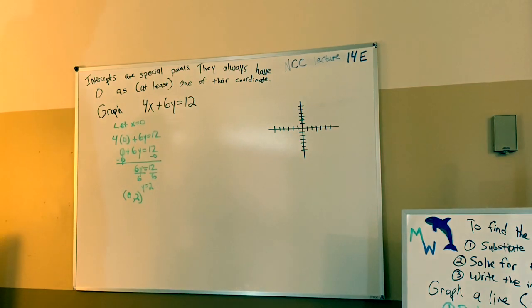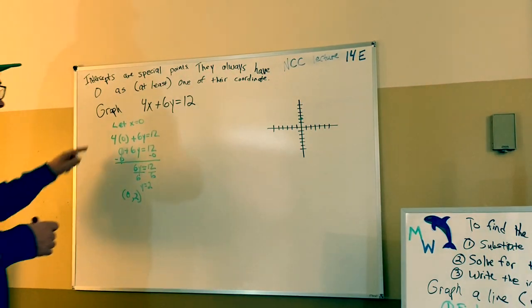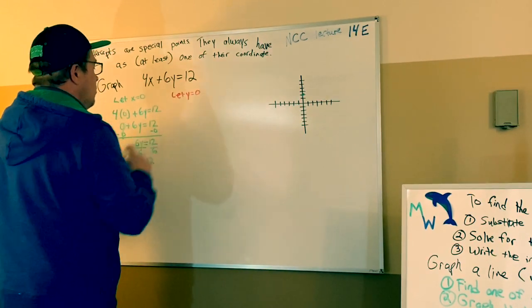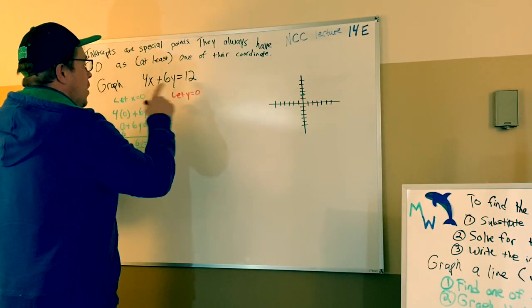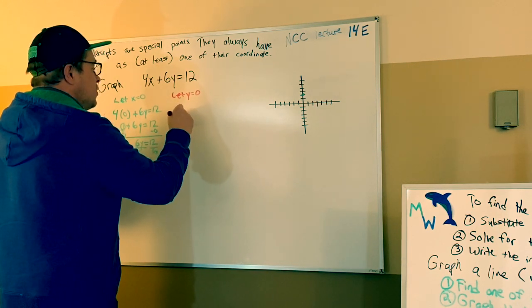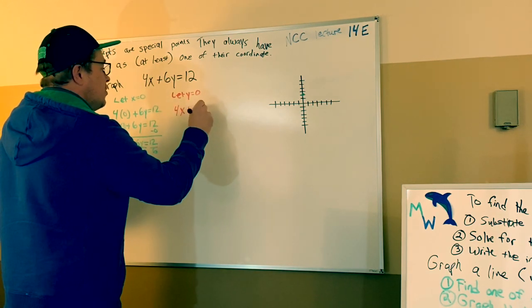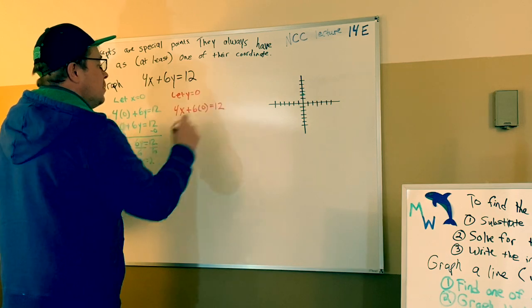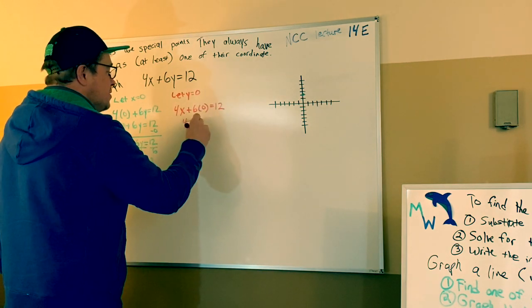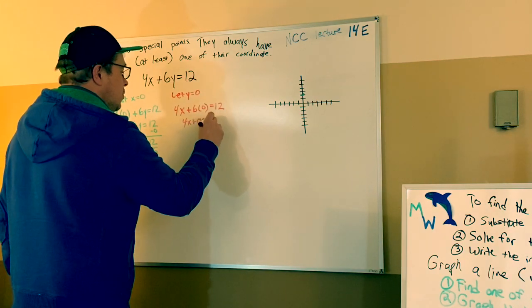Same process in red, finding the other one. So I can't let x equal 0 again. I'm going to let y equal 0. So when I hit the y, I'm going to put parentheses around the 0. 4 stays with x plus 6 times 0. It's not 60. It's 12. 6 times 0 is 0, so 4x plus 0 equals 12.